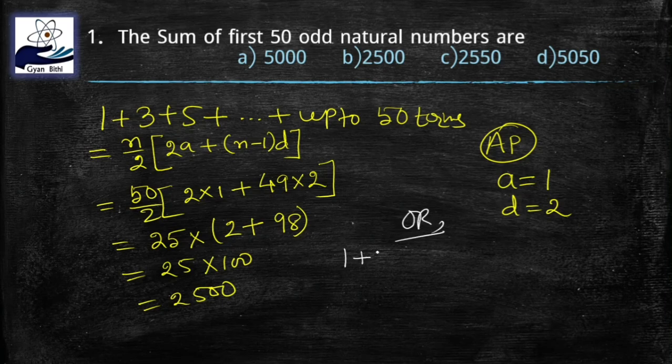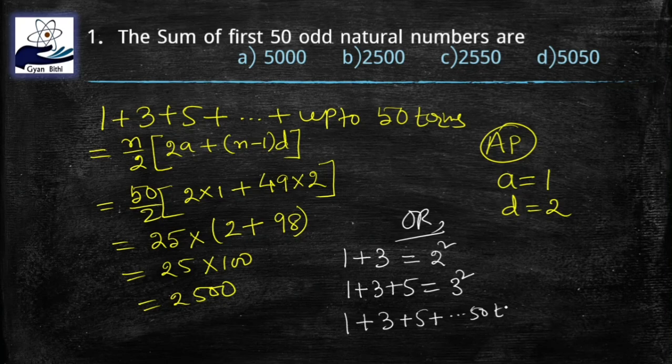Suppose 1 plus 3, only 2 odd numbers you are adding. What is the sum? This is 4 and it can be written as 2 square, isn't it? 1 plus 3 plus 5, the first 3 odd numbers you are adding, this will give you 3 square, which means 9. So if you are adding 1 plus 3 plus 5 plus dot dot dot up to 50 terms, what should that addition be? How many odd numbers are you adding? 50 odd numbers. So it should be 50 square, which gives you 2500.